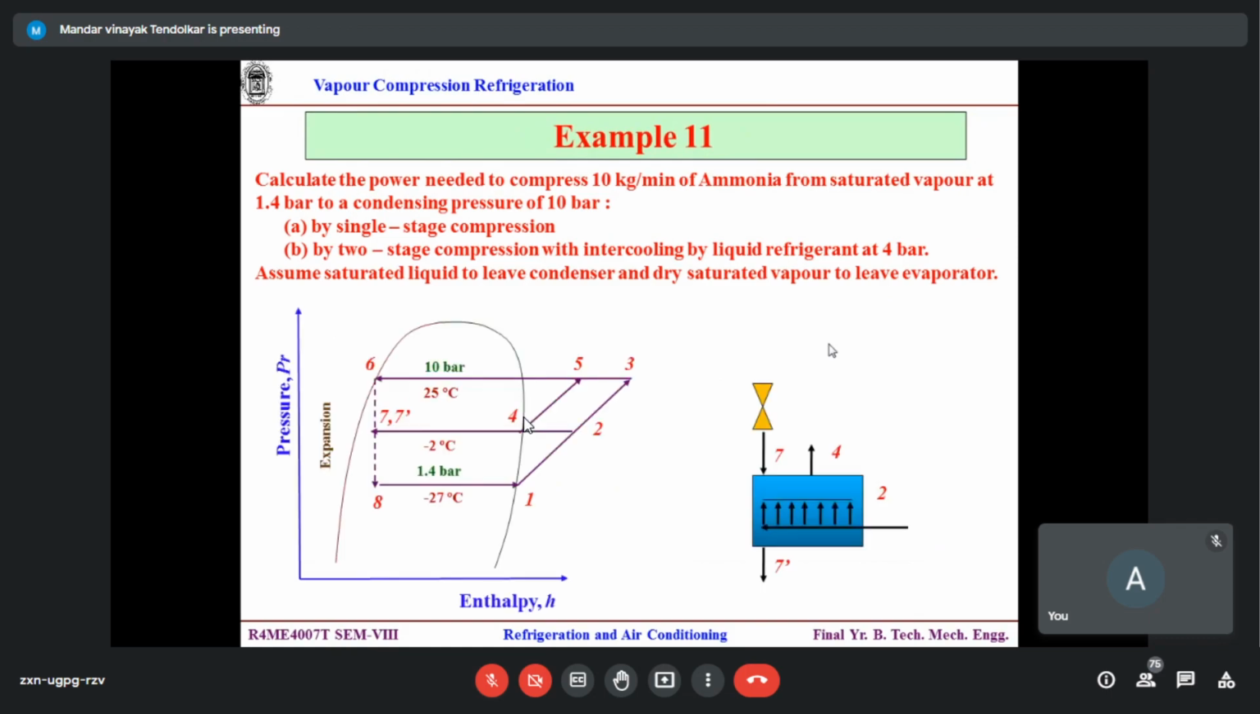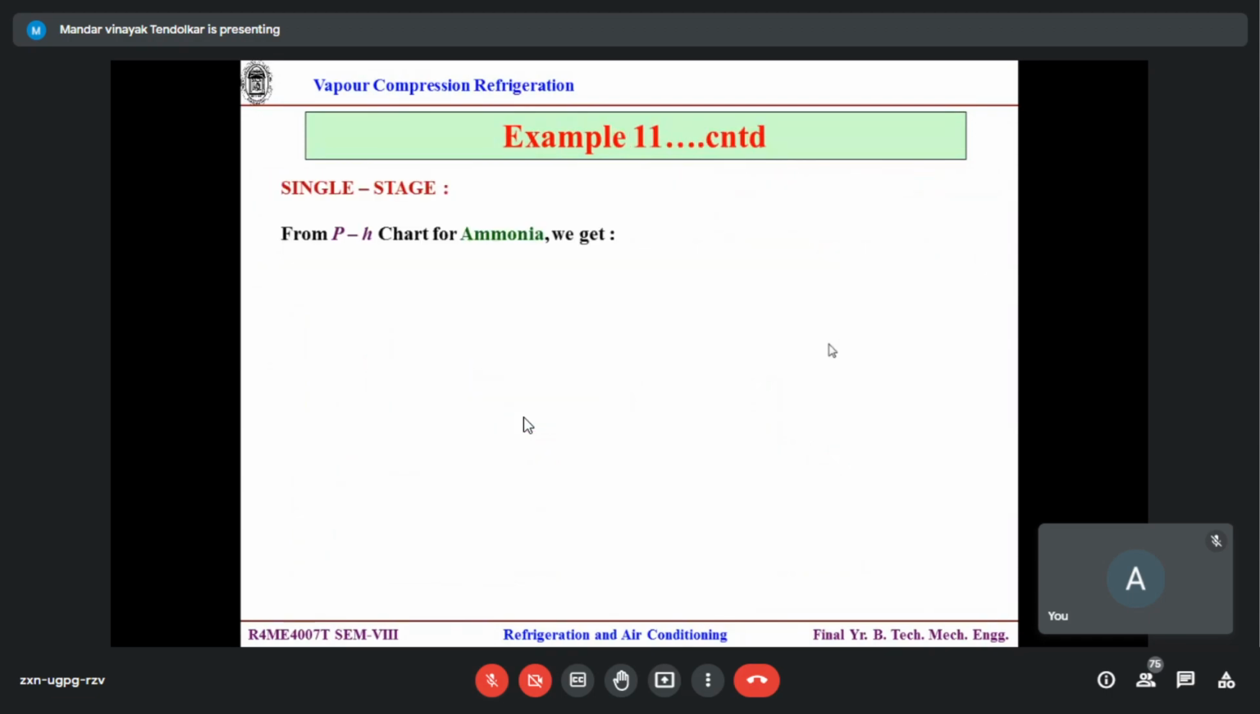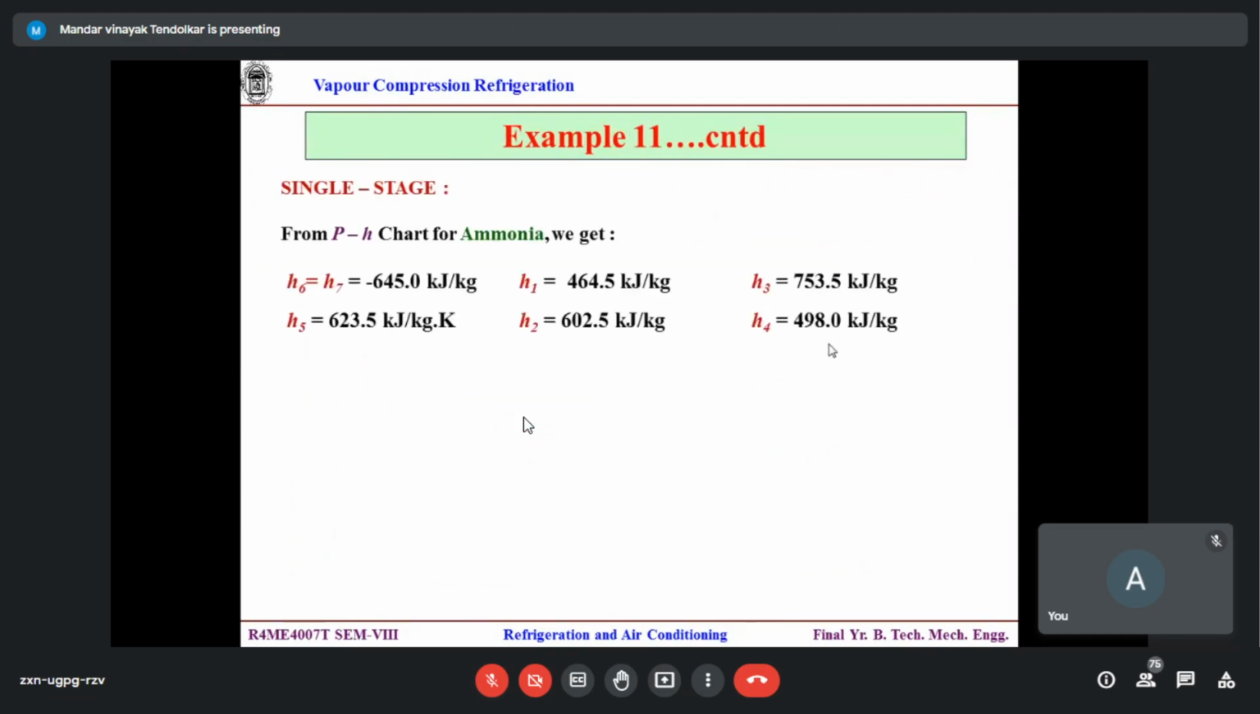Now this example is just to give you the glimpses. You can solve it at home if you want. I'm not going to ask such kind of question in the MST or ESC. This is just for your conceptual clarity.